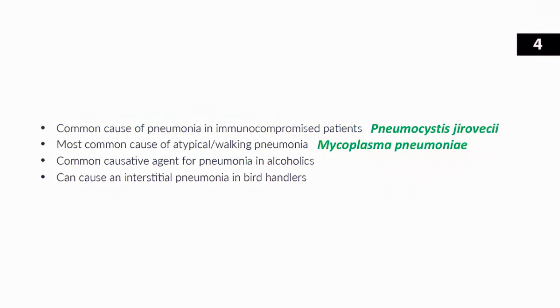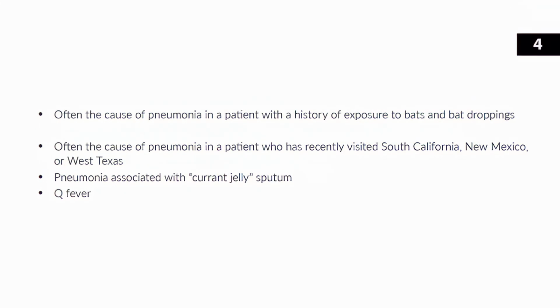Next, we have common causative agent for pneumonia in alcoholics. So we got to think about aspiration. Now, it's not necessarily the most common, but the one I want you to remember that you'll see on your test is going to be Klebsiella pneumoniae. Next, can cause interstitial pneumonia in bird handlers. So this one's a really weird and unique one. This is Chlamydophila psittaci.